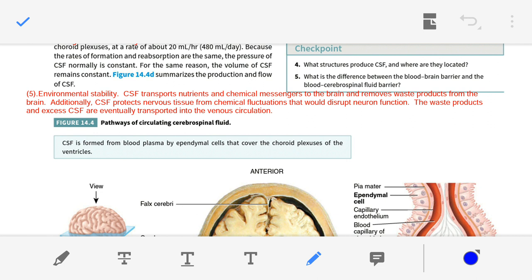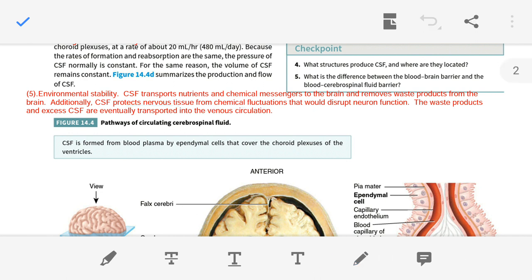Now additionally, CSF protects nervous tissue from chemical fluctuations that would disrupt the neuron function. So CSF is protecting our nerve cells. If any chemical fluctuations are going to occur, this CSF is protecting our neurons.